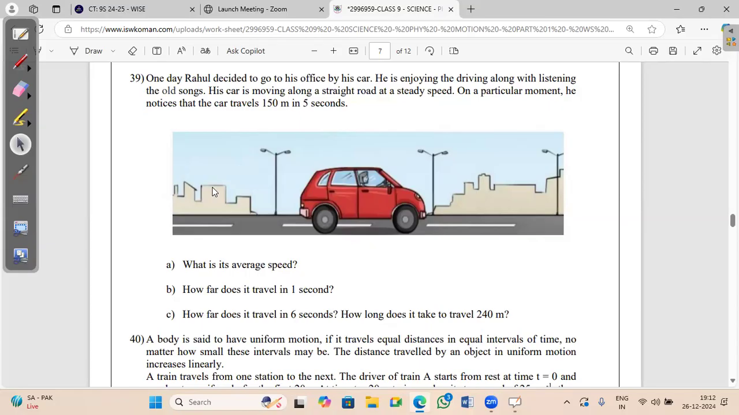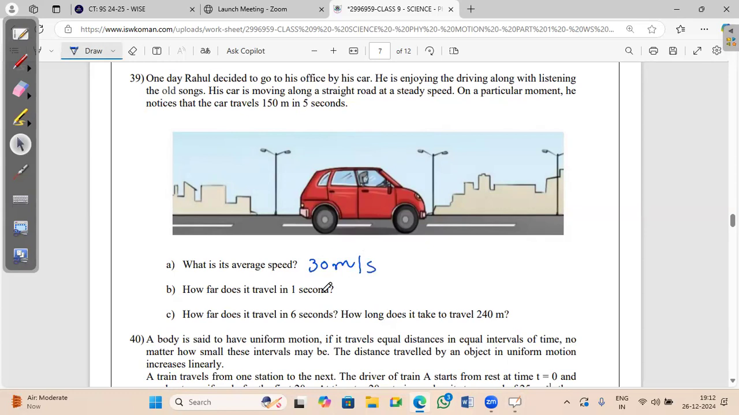So 30. Total distance by total time. So everyone obtain the answer. Jitendra, what will be the answer? Sir, is it 30? 30 meter per second. Yes, sir. So it is 30 meter per second. All right.